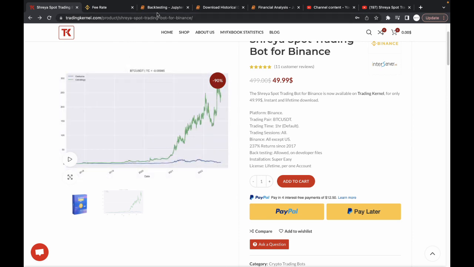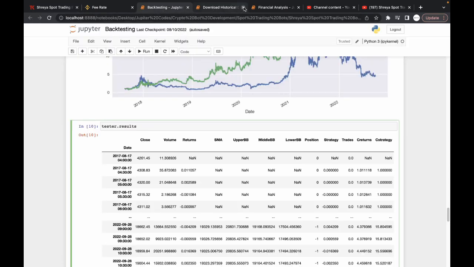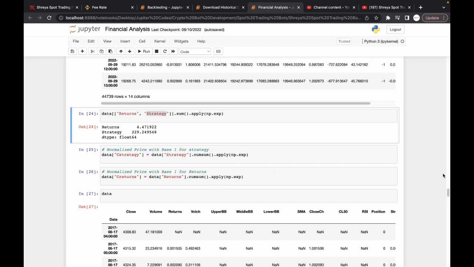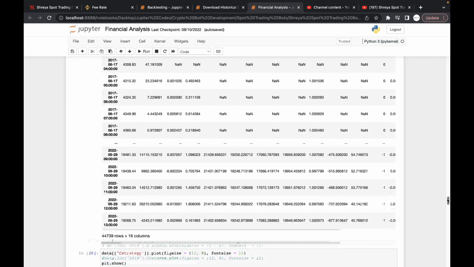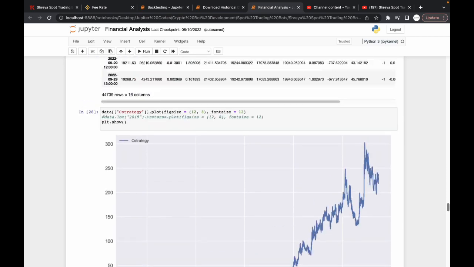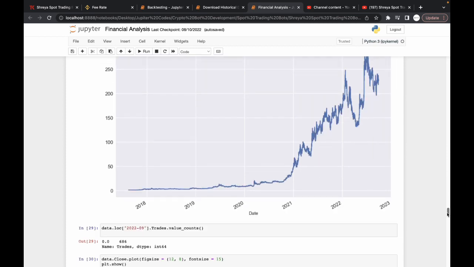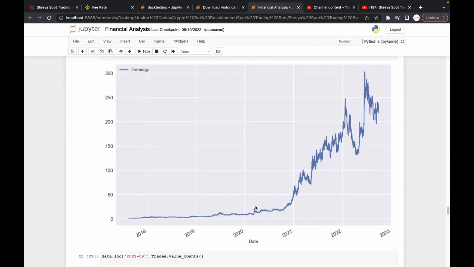You can find the plot here, and this simply means that when the price of BTC is going down, we're accumulating more BTC, and when the price of BTC is going up, we accumulate more USDT. So it's a very simple strategy here. You can see the same strategy here, guys, from 2017 down here.